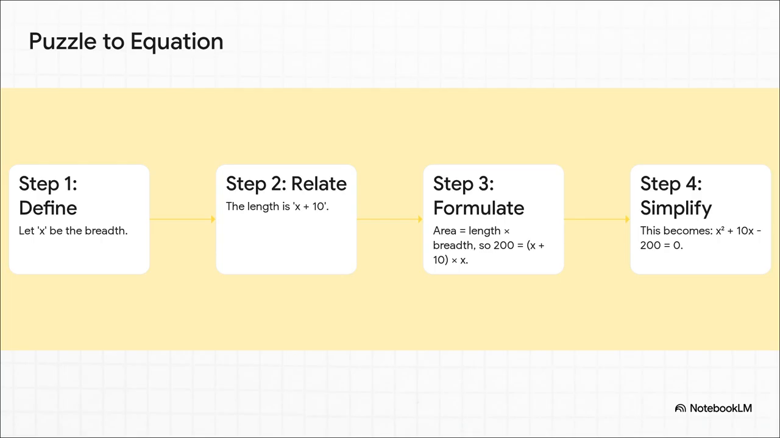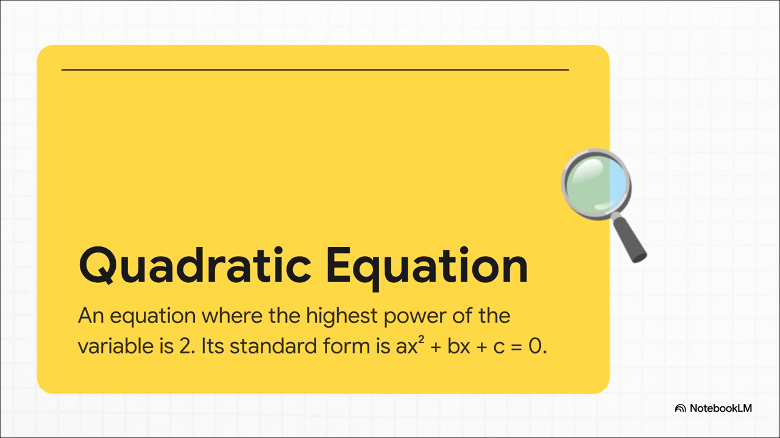Let's just break this down. If we call the breadth x, because we don't know what it is yet, then our clue tells us the length has to be x plus 10. Simple enough. And we all know area is just length times breadth. So we multiply them together, make it equal to our area of 200, and with a little bit of rearranging, we get this: x squared plus 10x minus 200 equals 0. And this thing right here, this is what we call a quadratic equation.